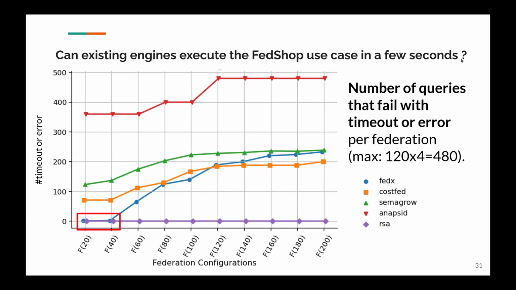And you notice that even for the smallest federations, many of the engines time out on many of the queries. They are not even able to do the source assignment correctly or efficiently for the federation with 20 endpoints. Only for the smaller federations do they manage it, but for the bigger federations, all of the engines basically time out for many of the queries.